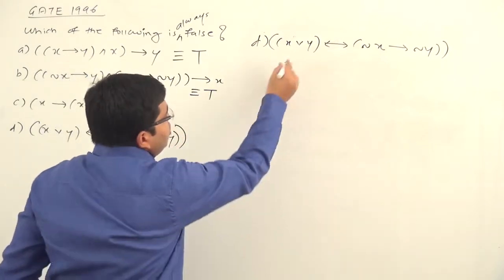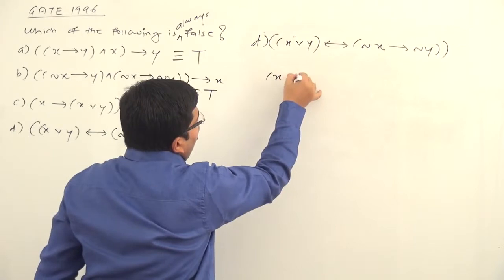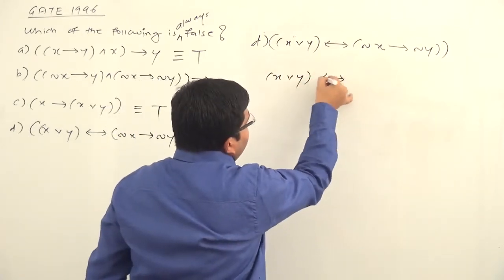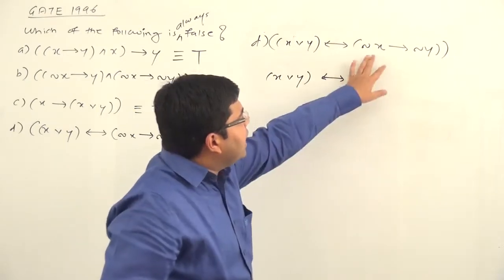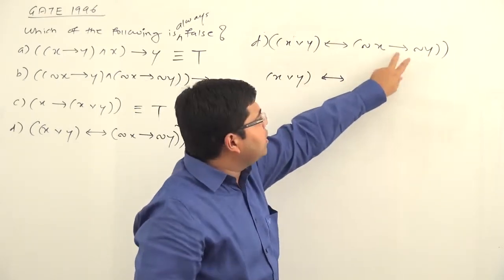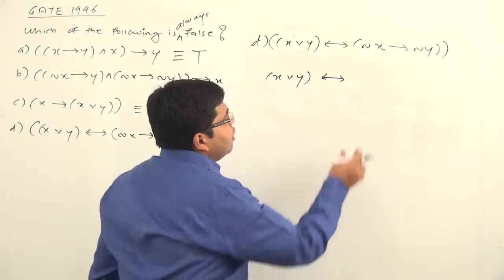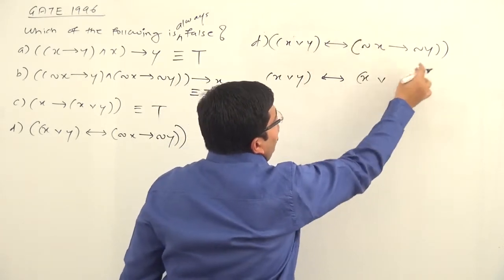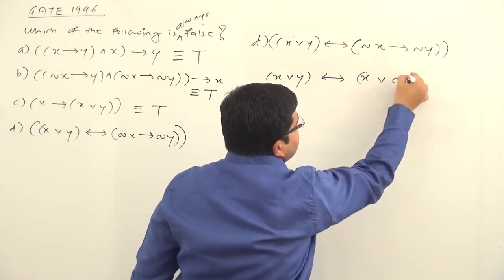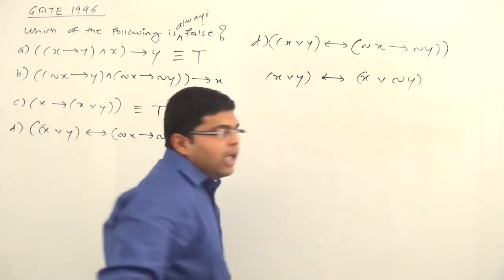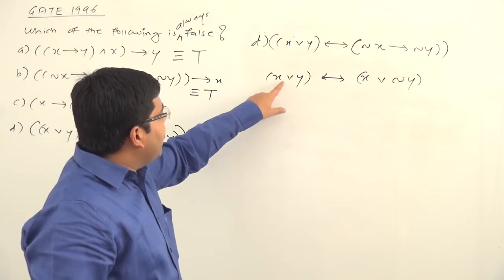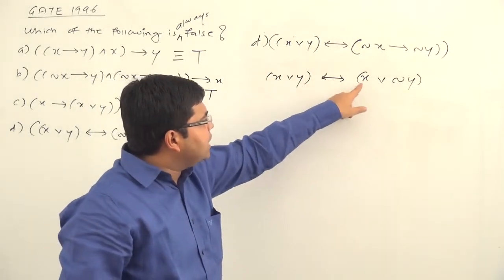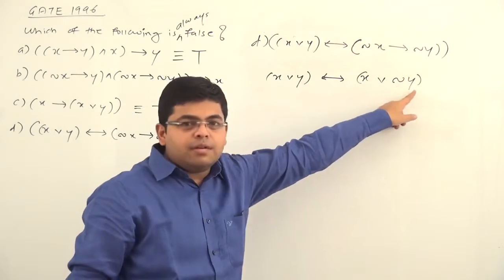What we will do, this x or y we will keep as it is, then double implication, negation x implies negation y. Now we will apply the formula for implication here. It will be negation of the left hand side, which is x, or the right hand side as it is, which is negation y. And what you are getting here: x or y double implies x or negation y.